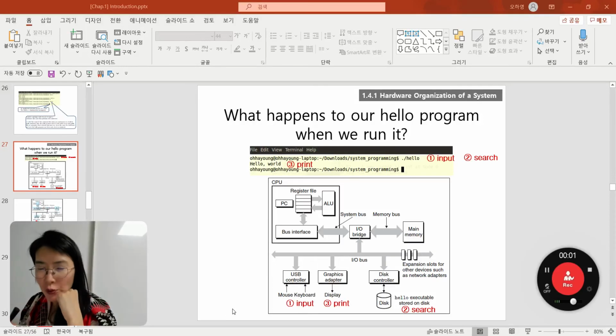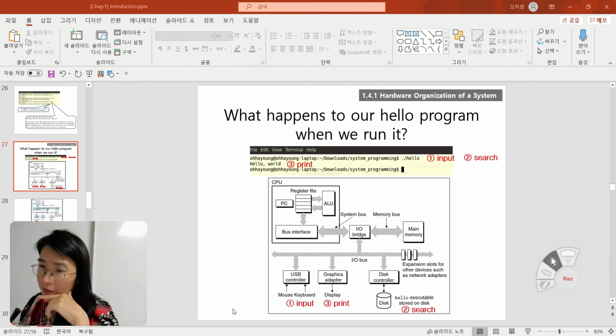In the previous video, we learned about the definition of the compilation system. From this video, we will talk about more detailed information on each component of the compilation system.